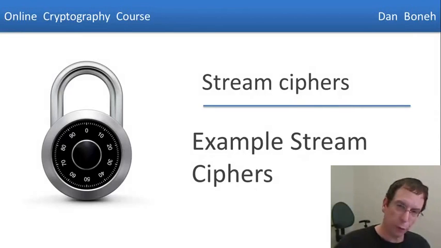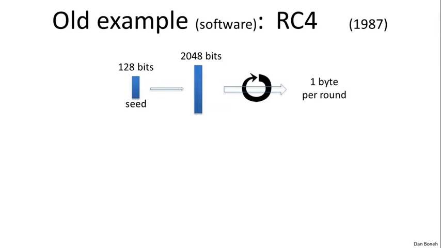In this segment, I want to give a few examples of stream ciphers that are used in practice. I'm going to start with two old examples that actually are not supposed to be used in new systems, but nevertheless, they're still fairly widely used, and so I just want to mention the names so that you're familiar with these concepts. The first stream cipher I want to talk about is called RC4, designed back in 1987.